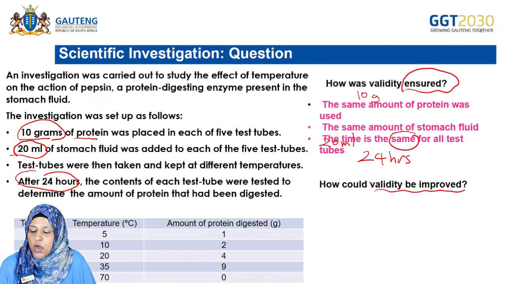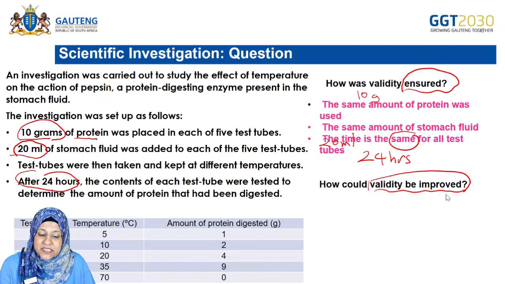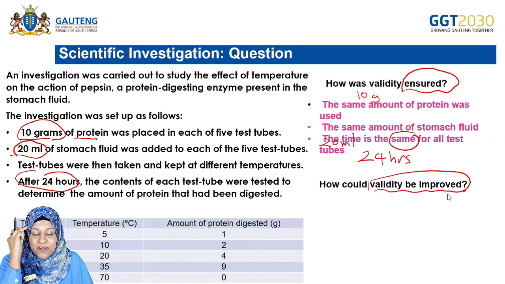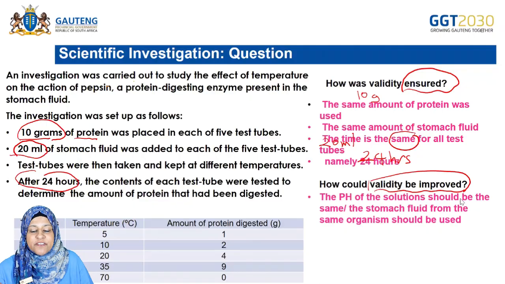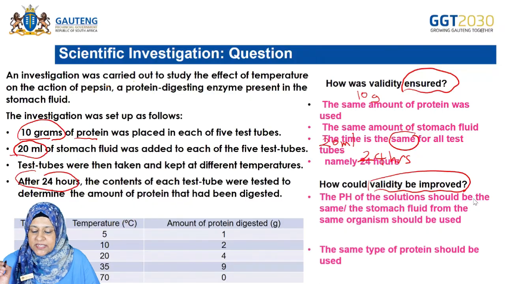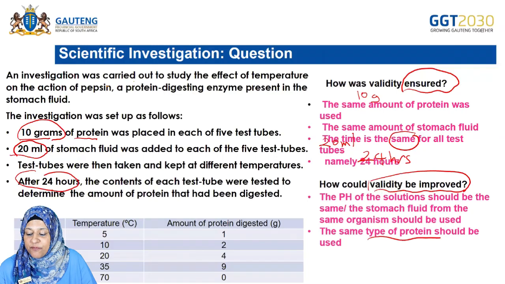Now you must tell me how it could be improved. So now you look at the investigation, but you don't give me an answer exactly from here. Your answer has to be from your head. Okay? So the pH of the solutions should be kept the same. In other words, if we are looking at a protein digesting enzyme, they cannot have different pHs. Remember, that will affect the investigation. Okay? The stomach fluid must be from the same organism. You can't take stomach fluid from different organisms. And the same type of protein should be used.